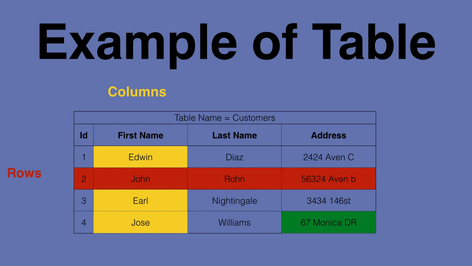Now, rows are the horizontal lines across. That would be a row, and as you can see, I'm highlighting the second row, with ID number 2. The green part that you see there is a field. That would be the intersection between that column and the row.